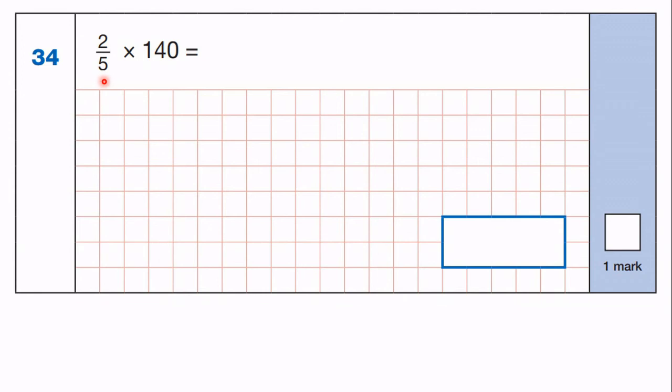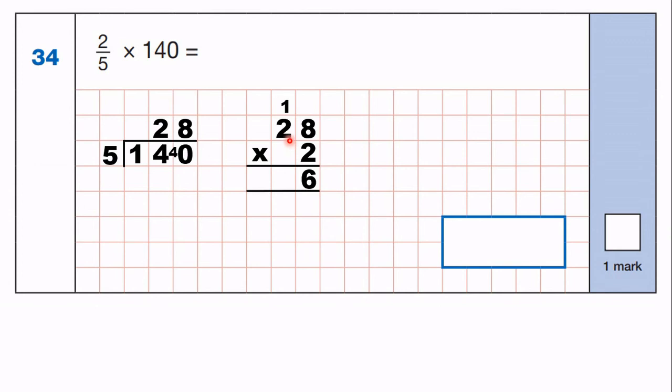Question 34. 2/5 times 140. Remember, times and of mean the same thing. So here, we're really finding 2/5 of 140. And we can find a fraction of a number by dividing by the denominator, then multiplying by the numerator. So let's start with 140 divided by 5. 14 divided by 5 is 2 remainder 4, and 40 divided by 5 is 8. Now we need to multiply by the numerator, so we need to work out 28 times 2. 8 times 2 is 16, so 6. And 2 times 2 is 4, plus 1 is 5. So 2/5 of 140 is 56.